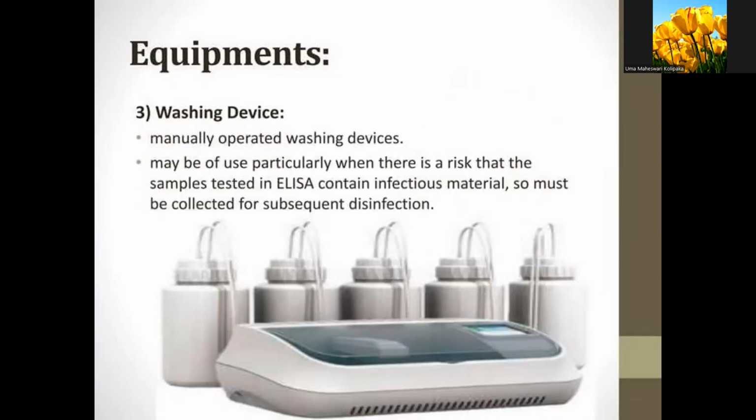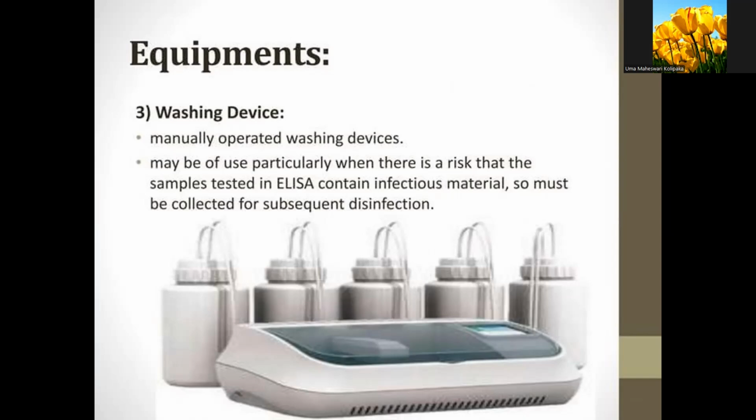Equipment: washing device. We need a washing device to wash out or remove the unbound antigen or antibody. Then only can we know the exact presence of the antibody or antigen in our sample that has attached to the already adsorbed one. If any analyte is there, it will get attached exactly opposite to it, so that we can know. If any unbound particles are there, we need to wash them out. For that, we need a washing device.